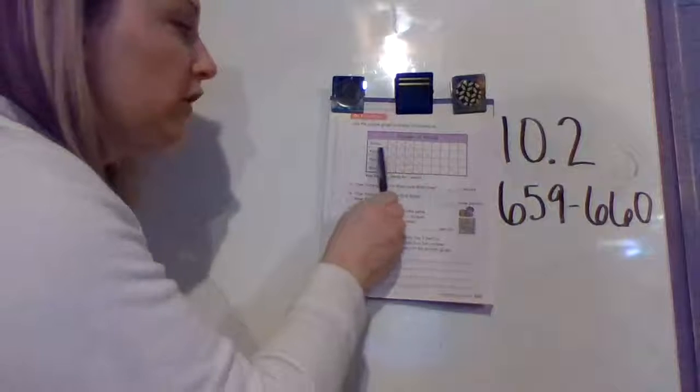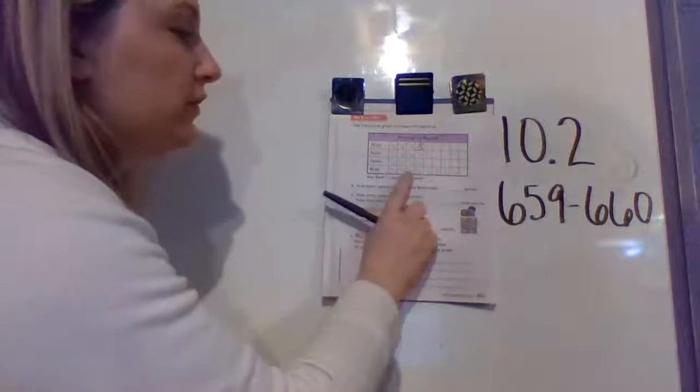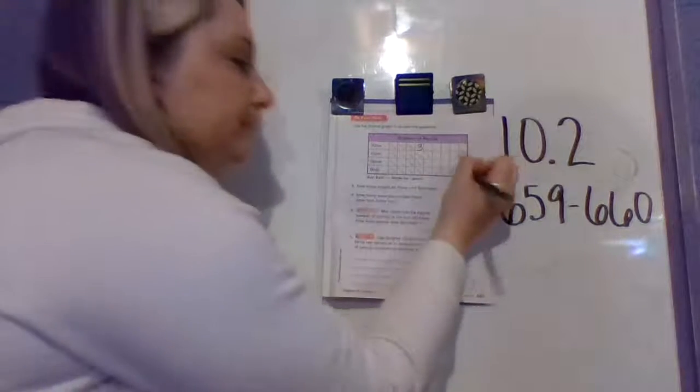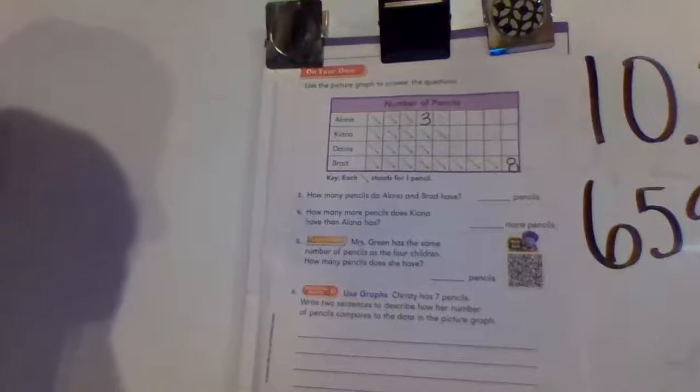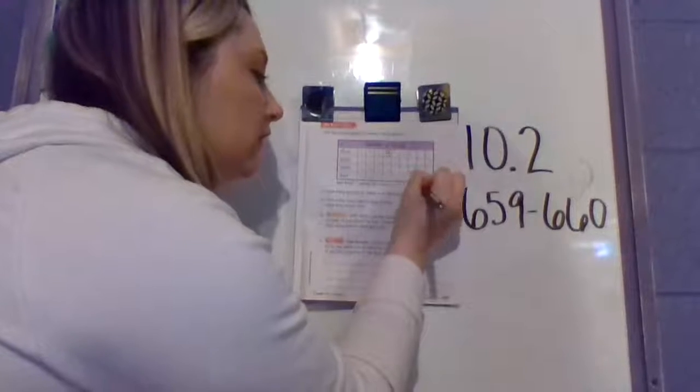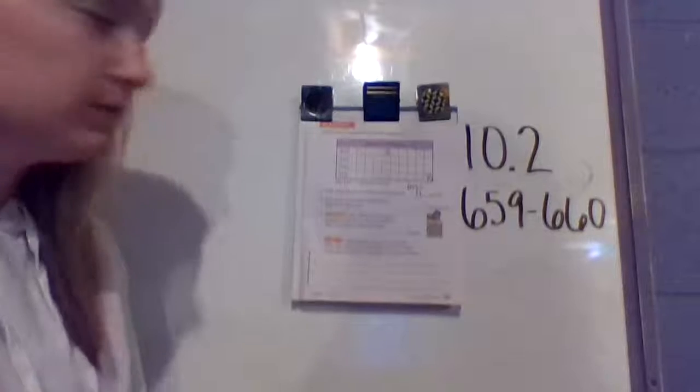All right, so we want to know combined how many Alana and Brad have. So let's take a look at how many Alana has. Alana has 1, 2, 3. And Brad has 1, 2, 3, 4, 5, 6, 7, 8. So if I want to know the total amount that they have together, what do I have to do with those two numbers? We have to add them. So we're going to add 8 plus 3. And when we add those two together, we get that they have a total of 11 pencils.